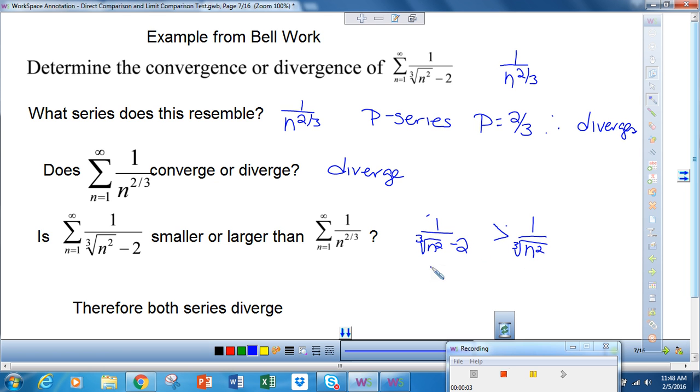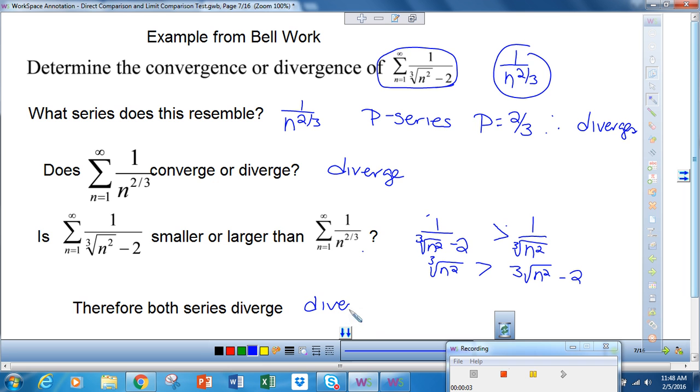That means I'm going to have the cube root of n squared is greater than, as I cross multiply, the cube root of n squared minus 2. And we can see that that's true, because I'm subtracting 2 from it. So since this is larger than its known divergent component, we can say that this diverges.